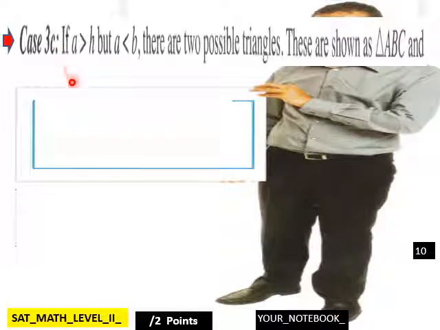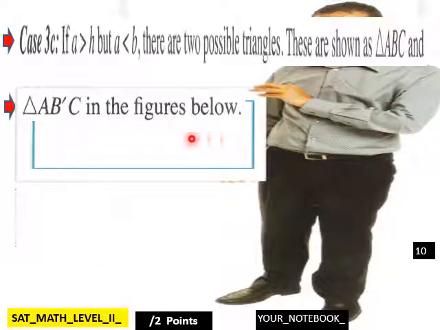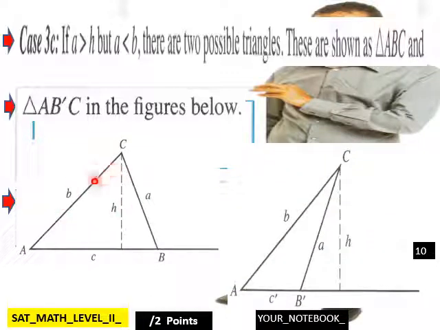Case 3C, if a is greater than h, but a is less than b, there are two possible triangles. These are shown as triangle ABC and triangle AB tilde C in the figures below. Here's our situation. Here we have this triangle like this, and then this a can be swept underneath. It can be swept like this here, so that its angle here will be greater than 90 degrees. So you have two possible triangles here.